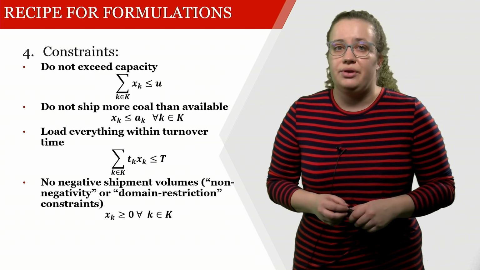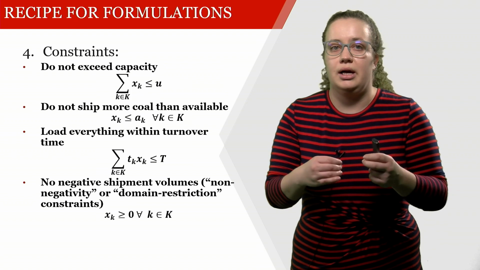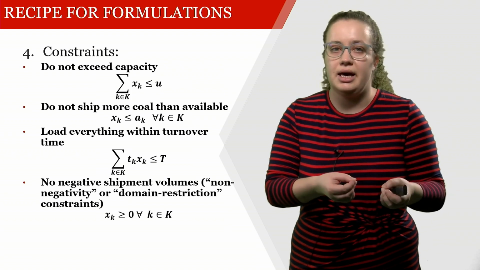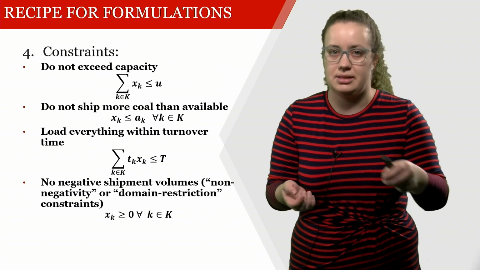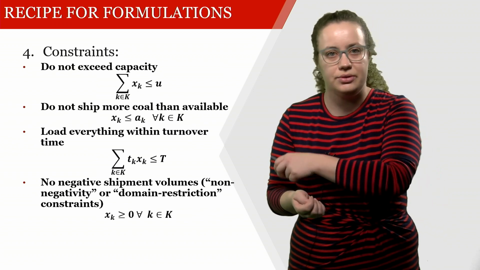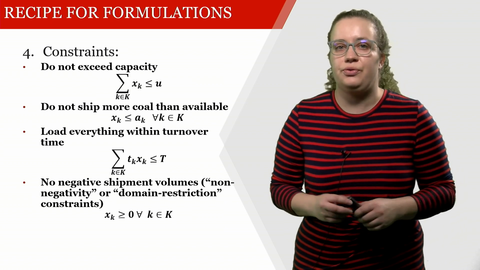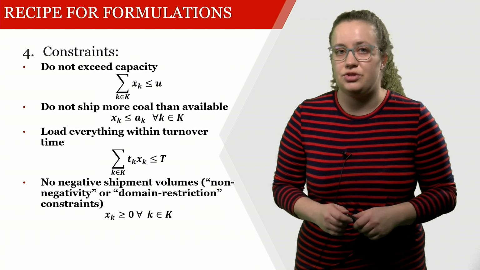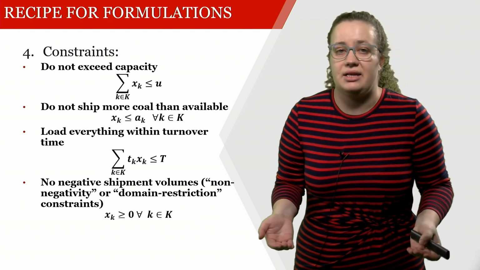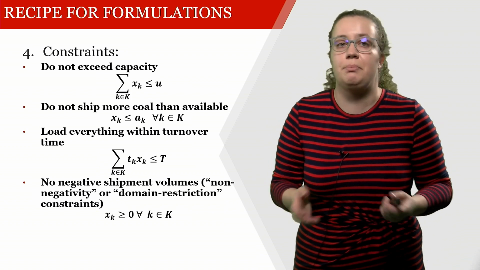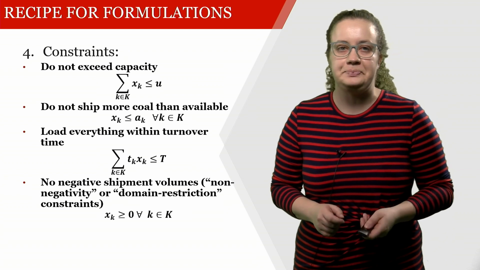We have to load everything within the turnover time. So the sum over all commodities of T_k multiplied by x_k, so we ship x_k items, each item takes time T_k, has to be less than or equal to T. And we have no negative shipment volumes, which we also refer to as non-negativity or domain restriction constraints, which just say that everything that we ship has to be positive. We don't want to ship minus 5 tons of coal from Antwerp to Rotterdam.